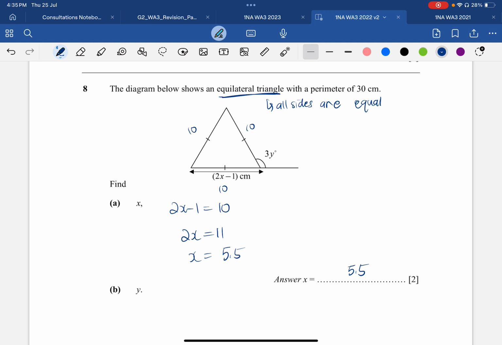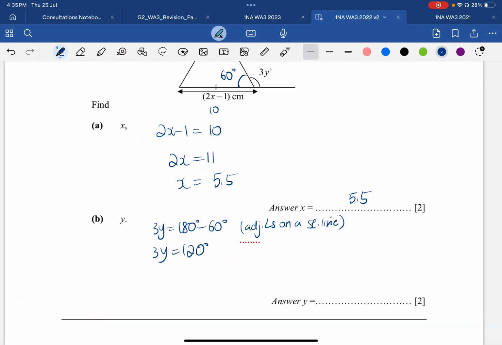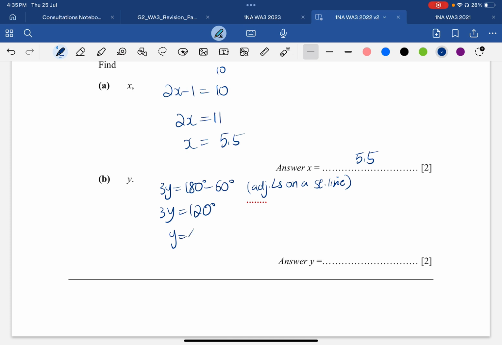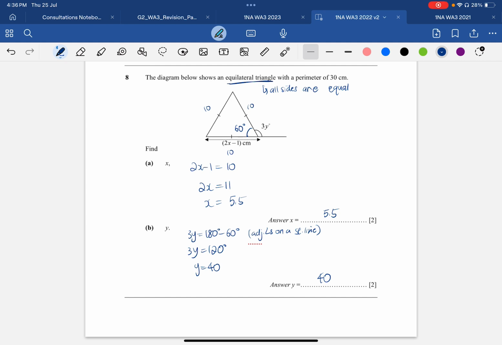Okay, and then with this, we also know that the interior angle of an equilateral triangle is 60 degrees. So 3y will be 180 minus 60 because it is an adjacent angle on a straight line. So 3y will be 120 and then this makes y 40 degrees. Okay, so this is question 8.